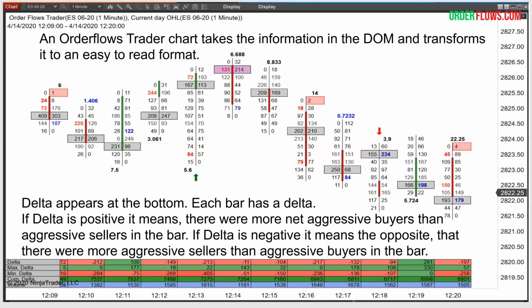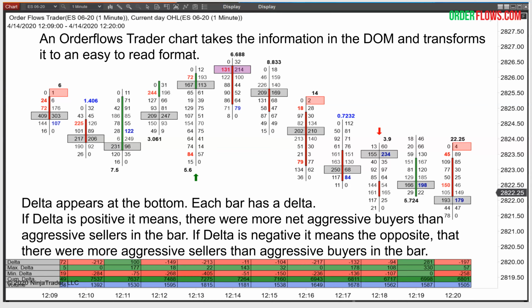Now, delta on most volume footprint charts appears at the bottom. Each bar has a delta. If the delta is positive, it means there were more net aggressive buyers than aggressive sellers in the bar. If delta is negative, it means the opposite: there were more aggressive sellers than aggressive buyers in a bar.